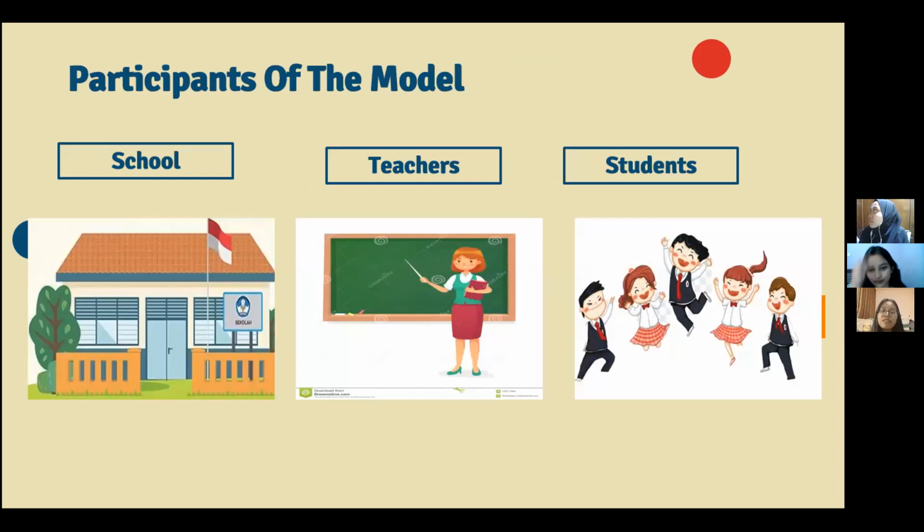Now, the participants of this model, there are three. The first one is school, the second one is teachers, and the last one is students. So the role of the school is developing curriculum with the goal of can do. The role of the teacher is designing materials and delivering instruction with the purpose of allowing students to perform well. And the role of the students is engaging in learning activities that the teachers and schools make, which allows them to develop critical thinking skills and digital literacy skills.